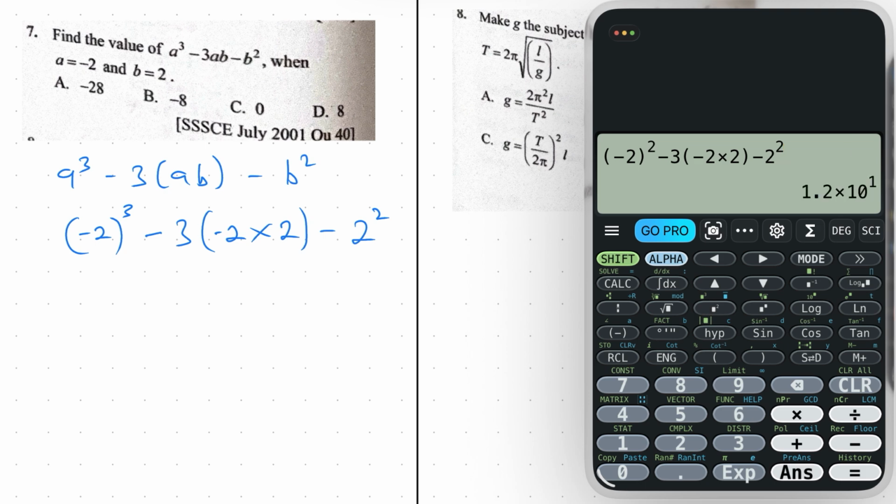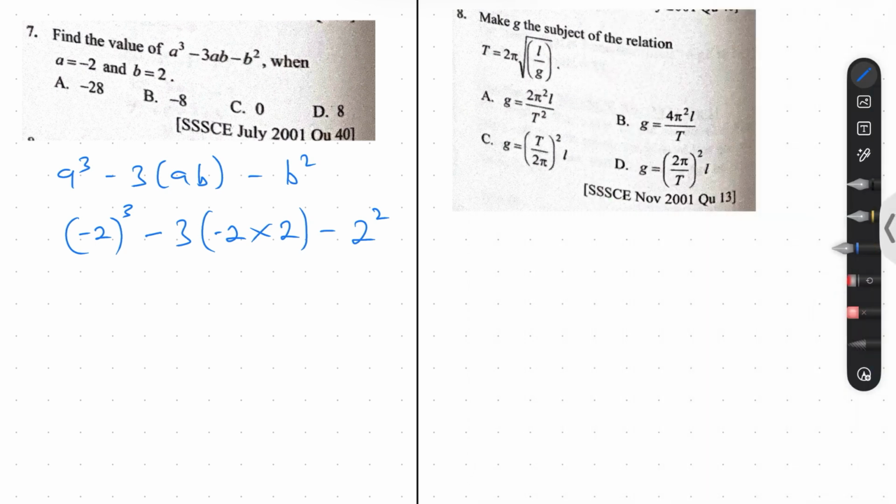Okay, we made a mistake right here. It is negative 2 cubed, not squared. Negative 2 cubed. So the calculator says our answer is 0. So the answer is what? 0. We have 0 here, right? Here is 0. So we circle that. Very simple, okay, very simple.